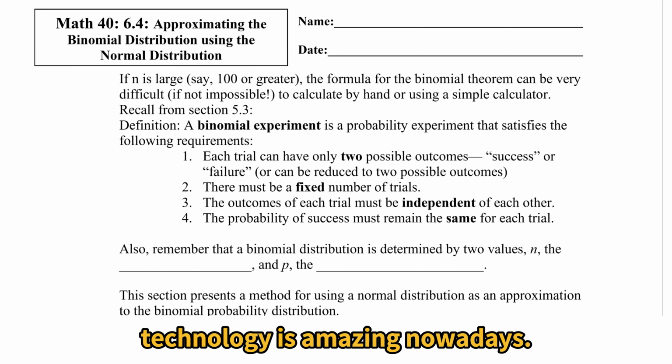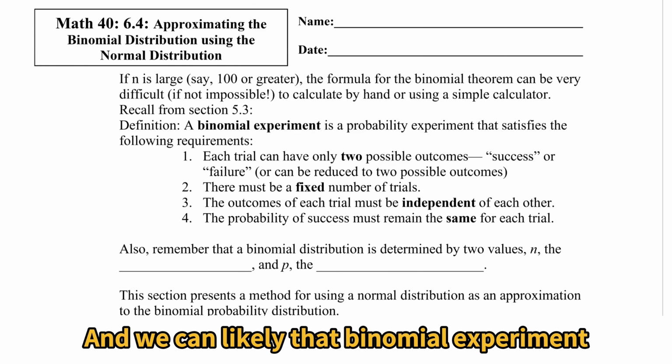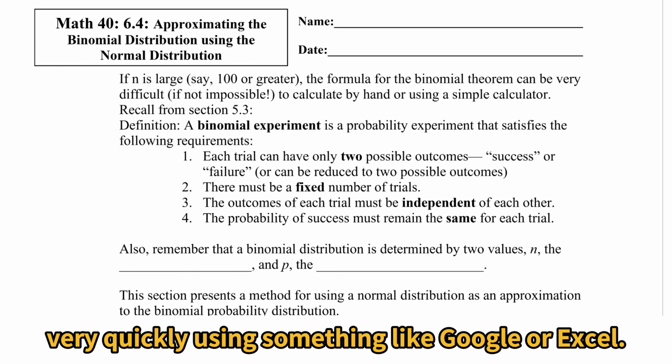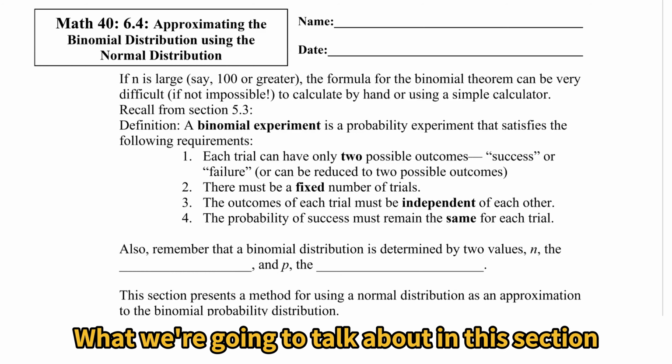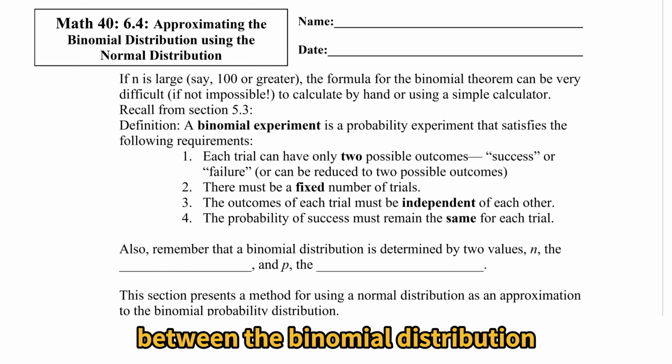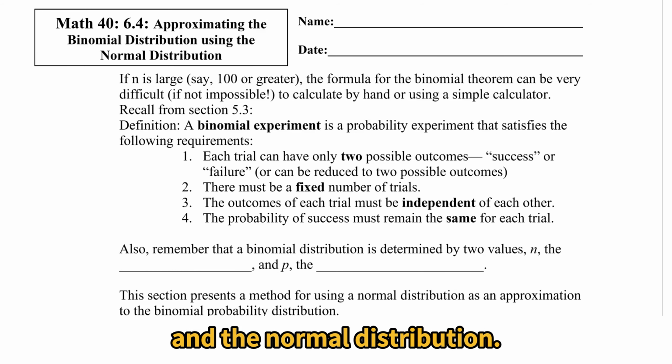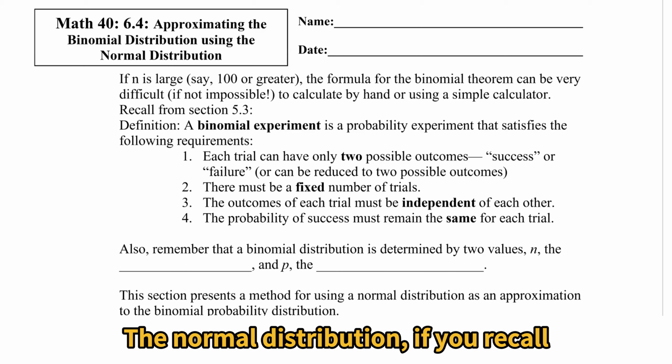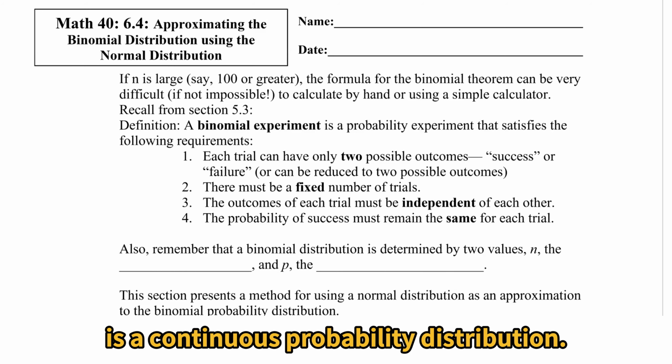And sure, technology is amazing nowadays, and we can likely calculate that binomial experiment very quickly using something like Google or Excel. What we're going to talk about in this section, though, actually is a connection between the binomial distribution and the normal distribution. The normal distribution, if you recall, is a continuous probability distribution.